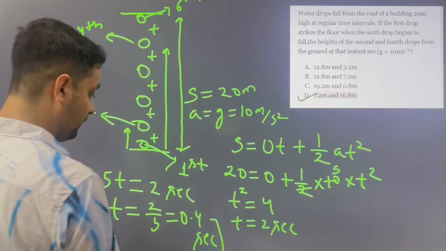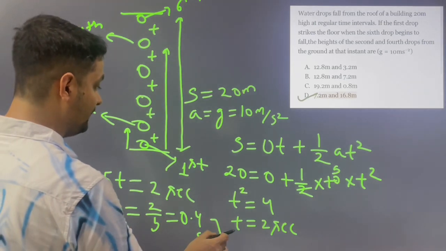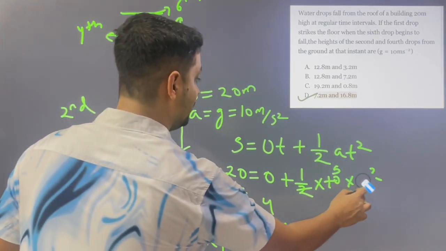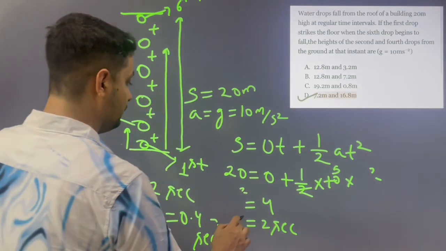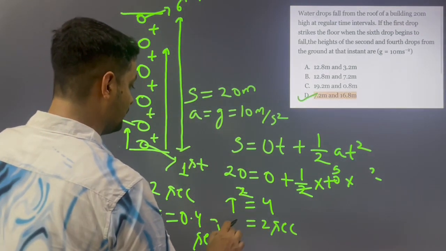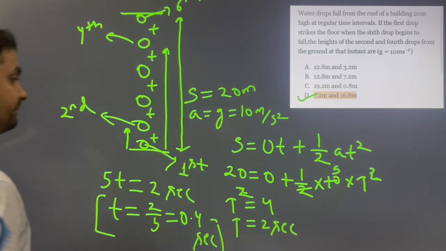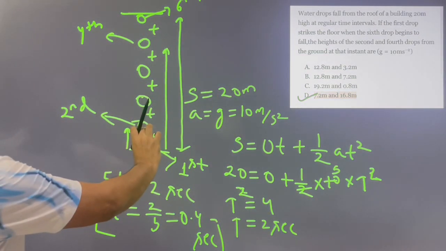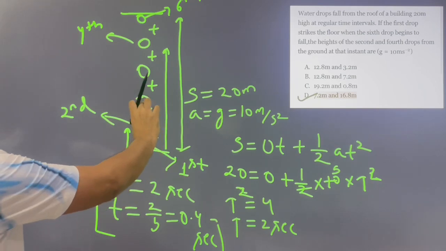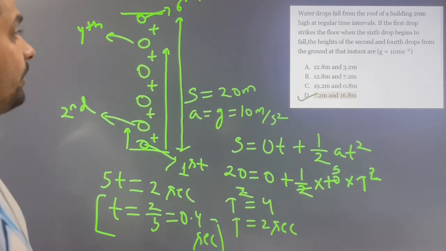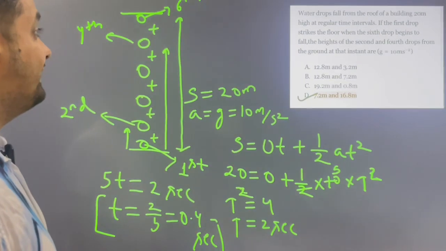Clear? If you get confused, you can write this as a capital T. This is capital T square, total time. Correct? Okay. Now here the interval gap is 0.4 second, 0.4 second, 0.4 second, 0.4 second, 0.4 second. Correct? Now our objective is to find the second and fourth.